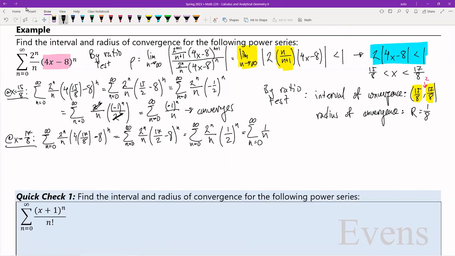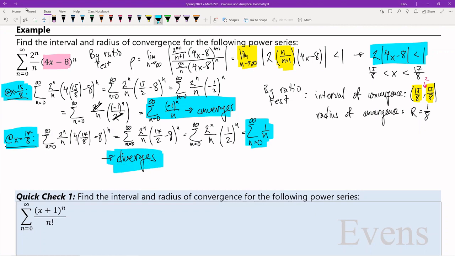This is not the alternating harmonic series, right? It is the regular vanilla harmonic series, and this one diverges. You guys see that? So I'm going to highlight a couple of bits of information here: at one endpoint it converges, but at the other it diverges, right? So that means when we do our interval of convergence, we actually get to include one of the endpoints.